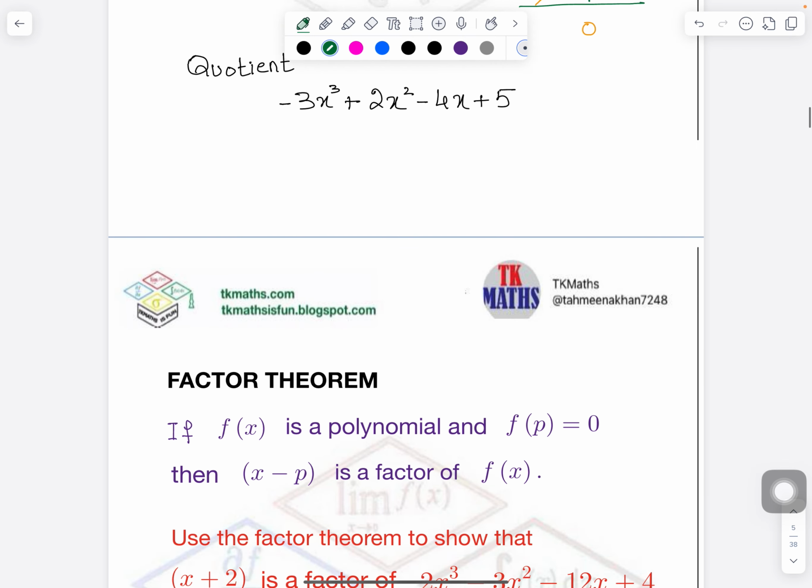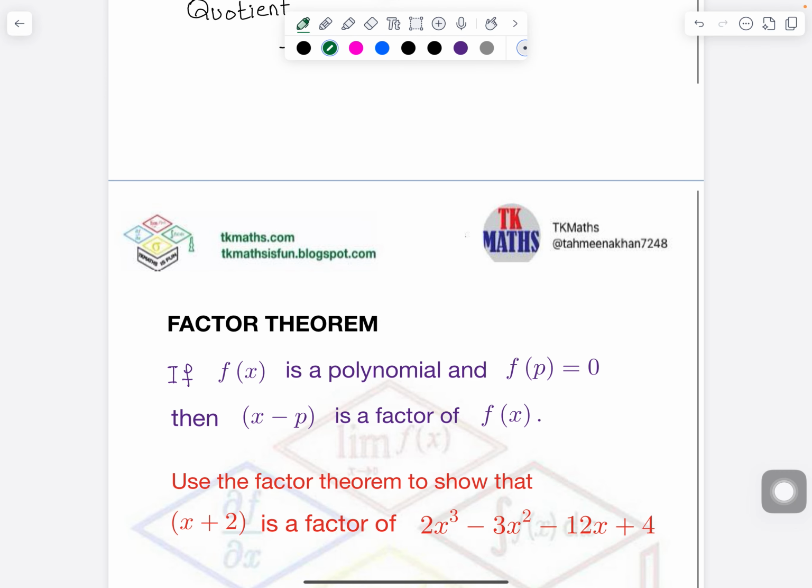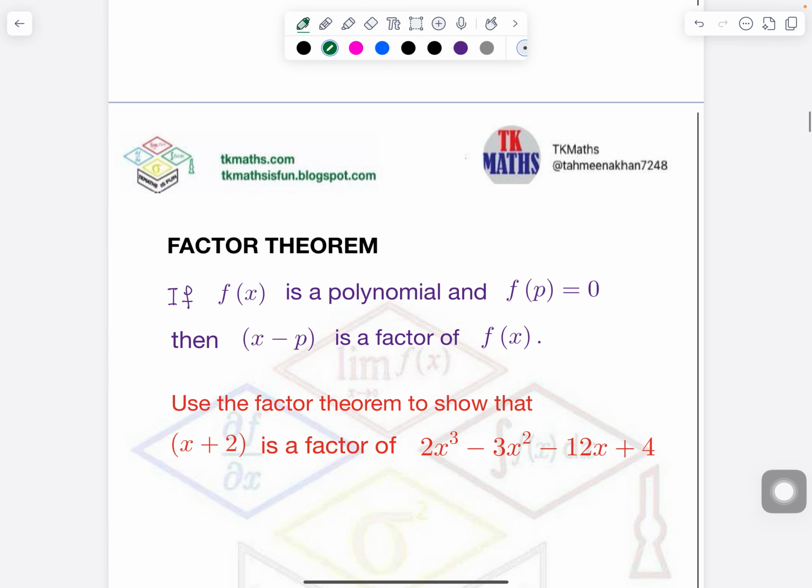Now let's connect it with the factor theorem. First of all, we need to understand what is a factor theorem. Factor and remainder theorem basically helps us to save time in certain questions. We can do it without going into the long division. So let's see here. First of all, what is a factor theorem?